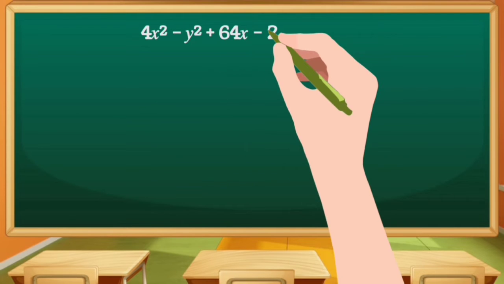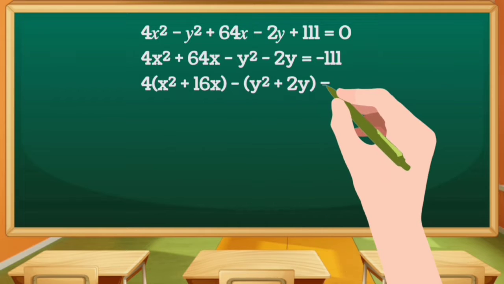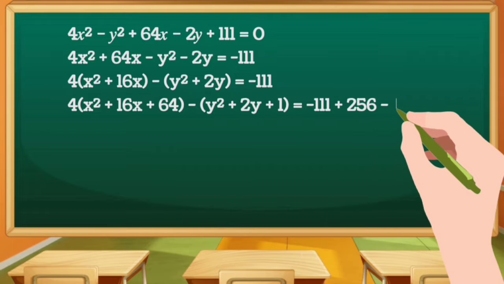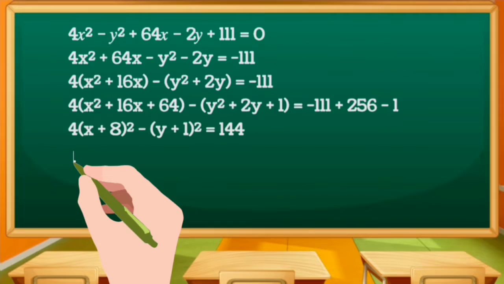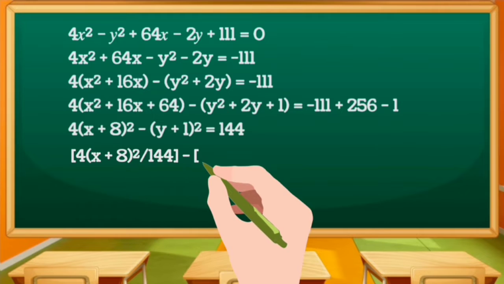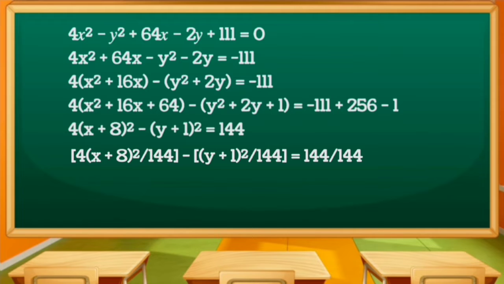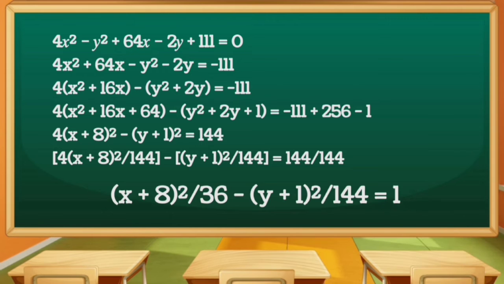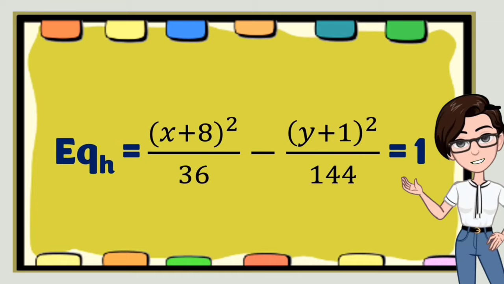So firstly, we must convert it into a standard form. In converting the equation, we need to rearrange the equation first and factor out the leading coefficients. Next is to complete the squares, and following the addition property of equality, we must add the values we added to the other side of the equation. So we got 144. We need to divide the whole equation by 144 to have a value of 1 on the right side. Finally, we got the standard form of the equation of the hyperbola, which is quantity x plus 8 squared all over 36 minus y plus 1 squared all over 144 equals 1.